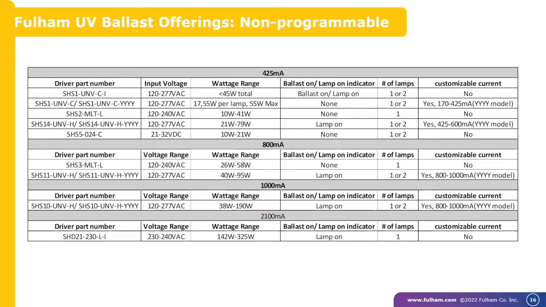Some of the ballasts come with an indicator for the lamp, knowing when it's on or off, and that's a 5-volt DC signal output. And then there are some ballasts that come with an additional 5-volt signal output to indicate when there's power to the ballast. The ballasts are also capable of operating 1 or 2 lamps.